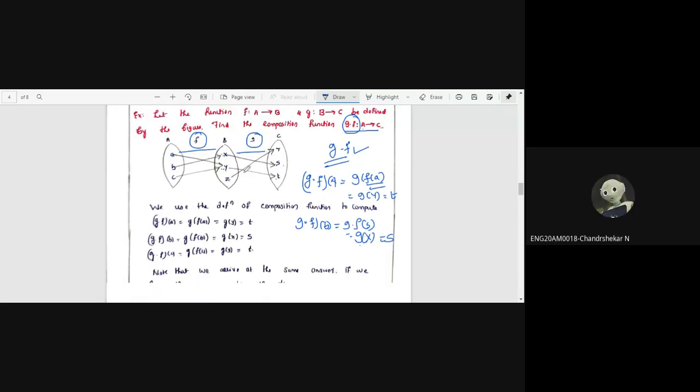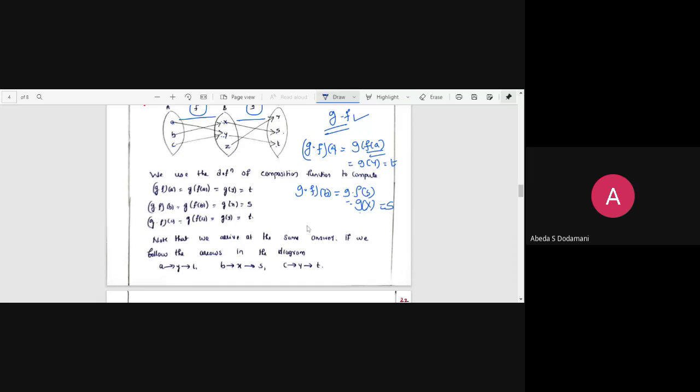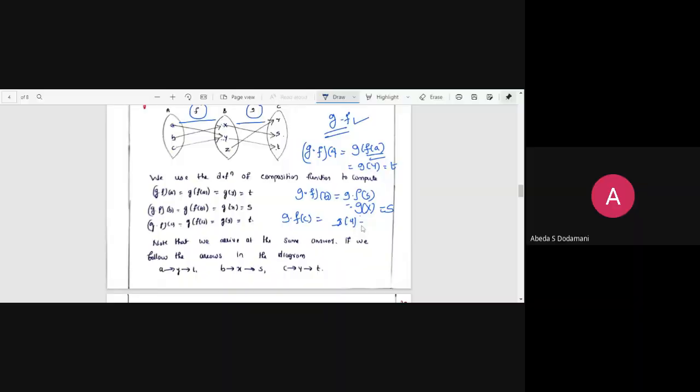Okay, similarly, just check what is g of f of c. g of f of c, which is equal to c is going to y. So therefore, it is g of y. So where is y going to? It is going to t. That means your g of f of a, the composition function of a, is t, whereas b is s and c is t.